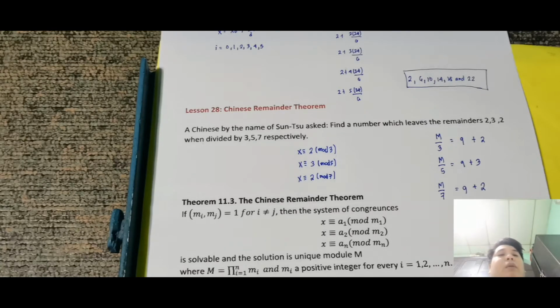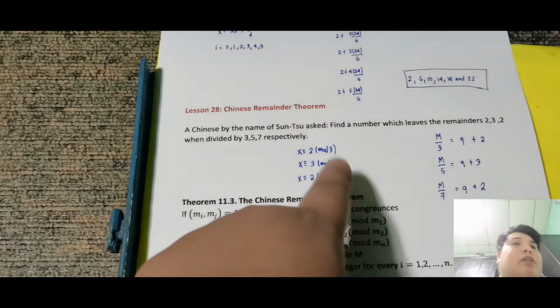So we have theorem 11.3, the Chinese remainder theorem. If gcd of m sub i and m sub j is equal to 1 for i not equal to j. Ano ibig sabihin yan? Hindi equal sa m sub i at m sub j, so maraming divisor. Ito yun, 3, 5, 7.